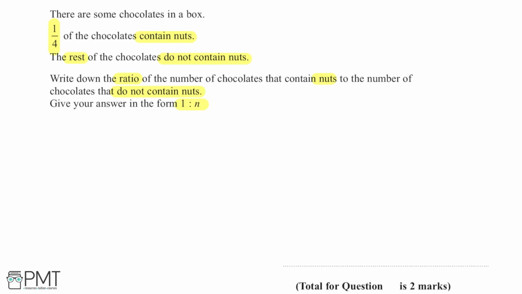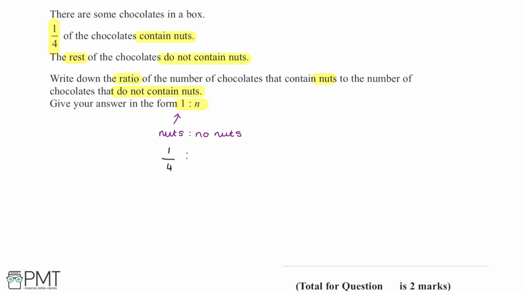So if I refer back to the question here, the ratio 1 to n is basically the ratio of nuts to no nuts. So the ratio where nuts is 1 and no nuts is some value n. So if we have a quarter of the chocolates containing nuts, then we know that the ratio of nuts to no nuts is going to be a quarter to however many don't contain nuts.